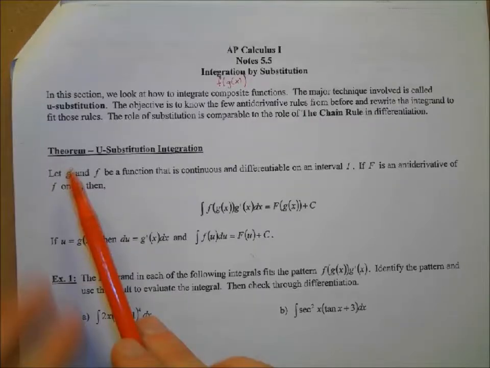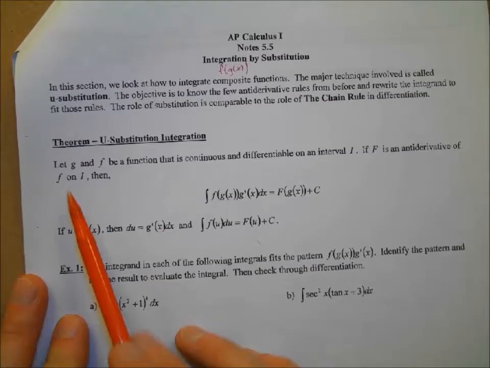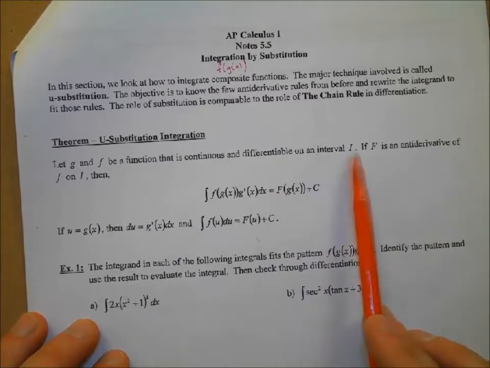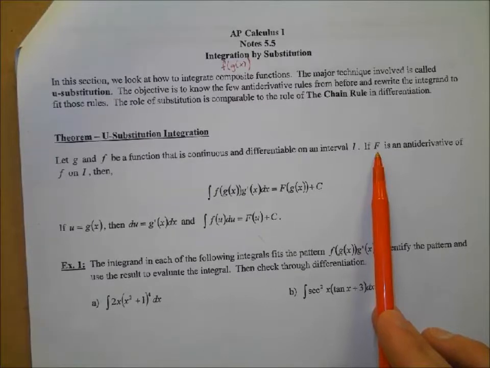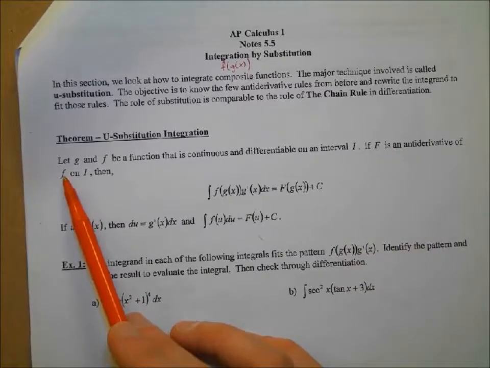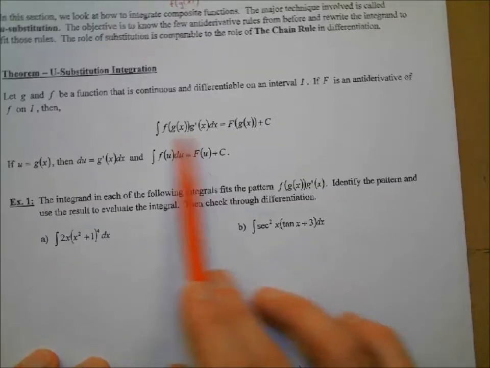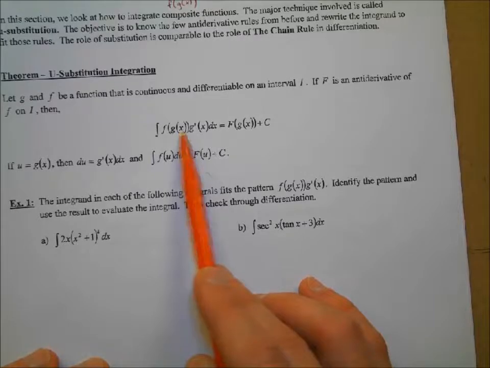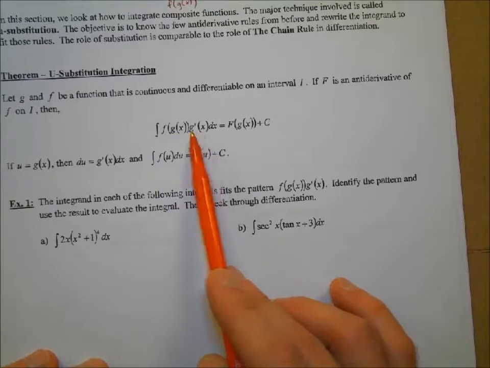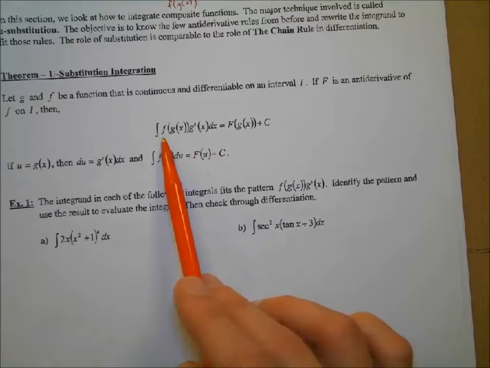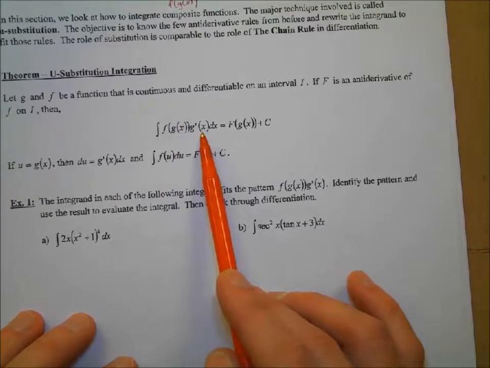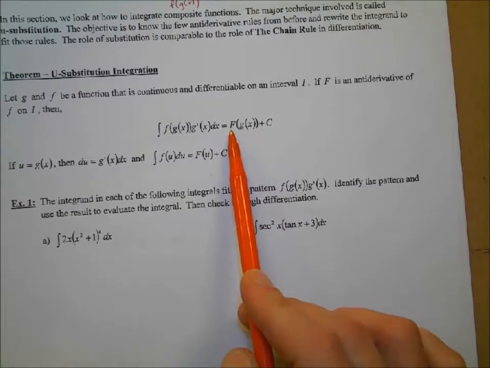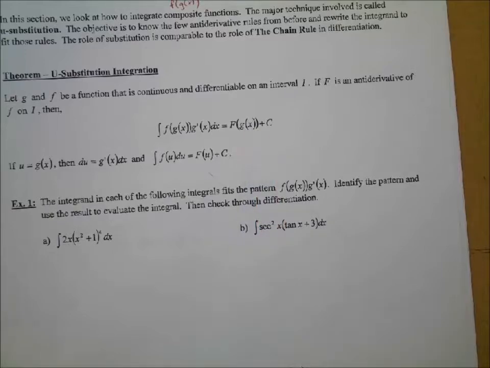Anyway, here's our theorem for U substitution integration. We let g and f be functions that are both continuous and differentiable on an interval I. If capital F is an antiderivative of lowercase f on I, then when we integrate, you can see g of x is inside f, and outside f we have g prime. This is very similar to the chain rule, where you have a function within a function and its derivative out here. Now we go backwards and say that this is equal to capital F, the antiderivative of f, of g of x plus c.